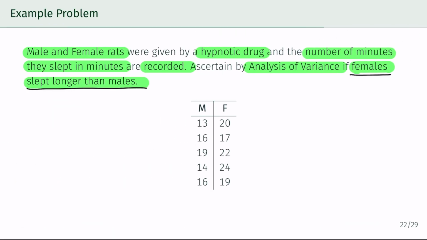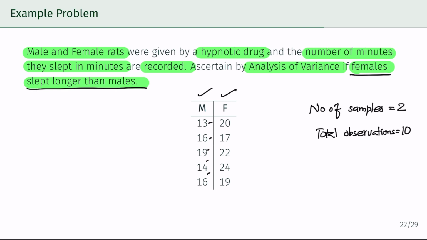Again, we have two groups here. So the total number of samples is 2. Now, the total number of observations: that is 1, 2, 3, 4, 5. So there are 2 of them, so 10. And the number of observations in each of them is 5. So you have 5 observations in each of them.